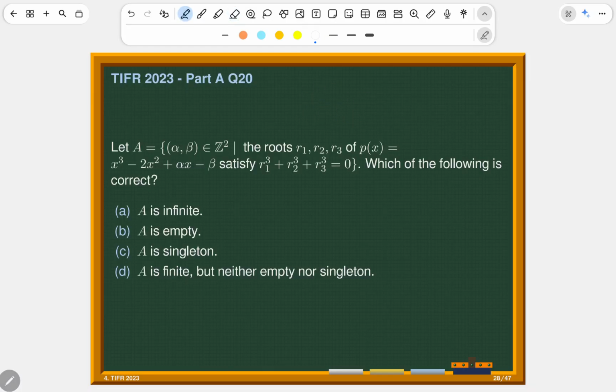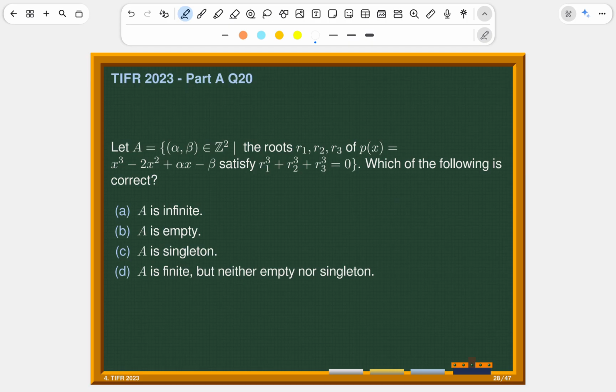So what is the question saying? Let A be the collection of all integer tuples alpha, beta, such that the roots r1, r2, r3 of p of x, which is a polynomial given to be x cube minus 2x square plus alpha x minus beta, satisfy that r1 cube plus r2 cube plus r3 cube is 0. Now, which of the following statements is correct? A is infinite, A is empty, A is a singleton, or A is finite but not empty and not a singleton.